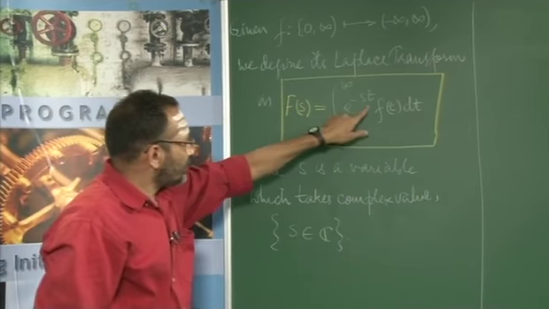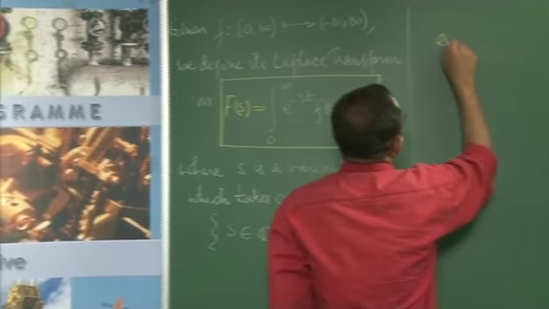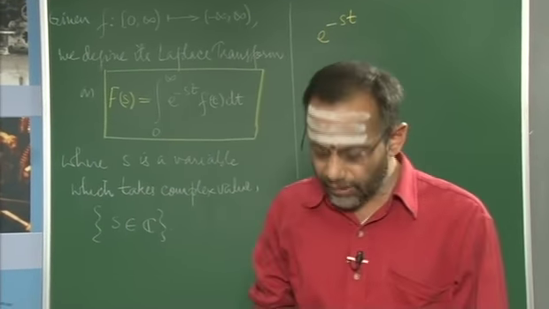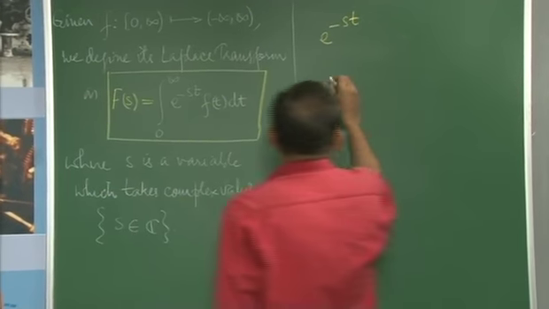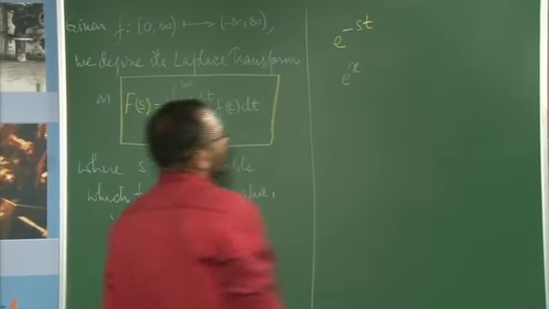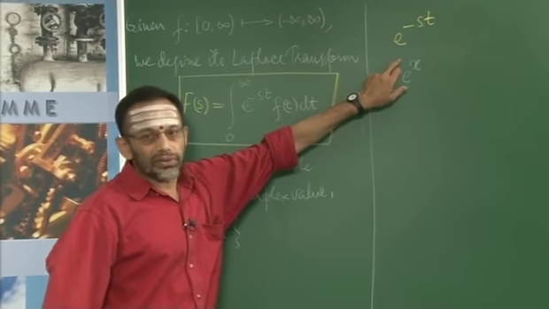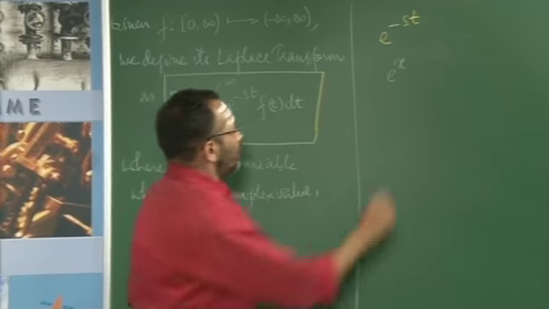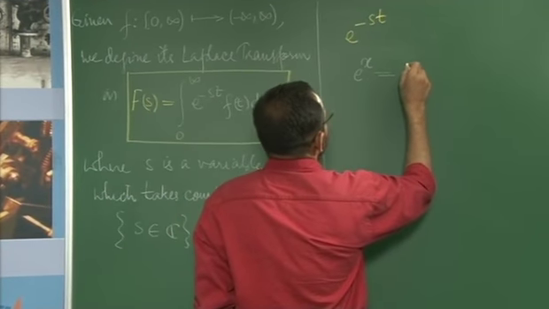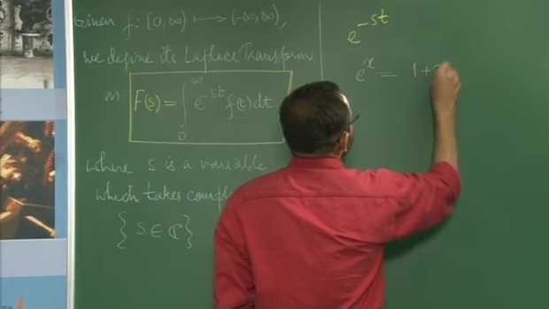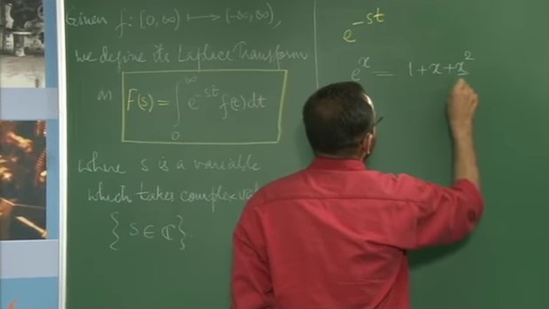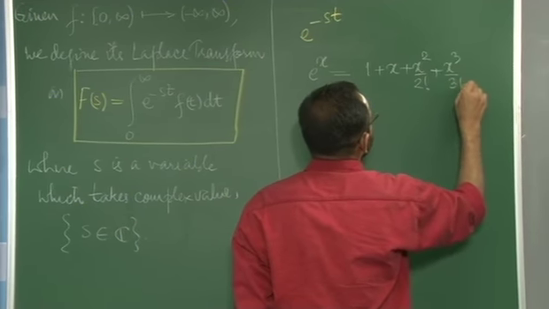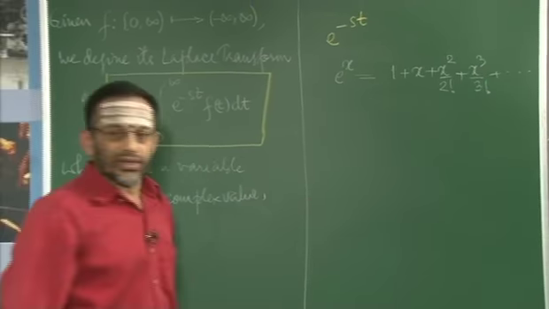Now, we are writing this object e to the power of minus st. We must understand the physical implications of this. Whenever you write an object e to the power of x, you can ask what is the dimension of this variable x. Let us write e to the power of x in the expanded form, which is 1 plus x plus x squared by 2 factorial plus x cube by 3 factorial and so on. So, that is an infinite series.